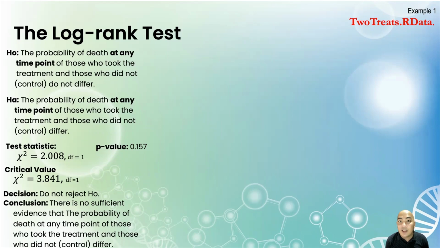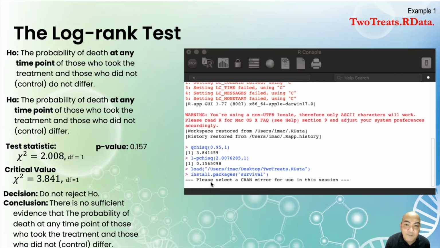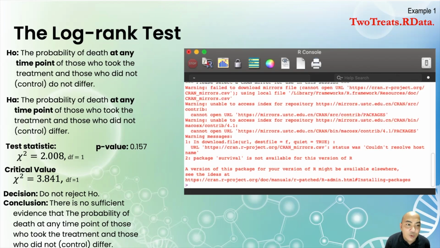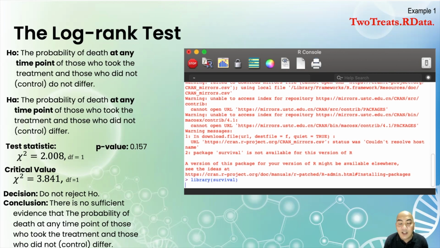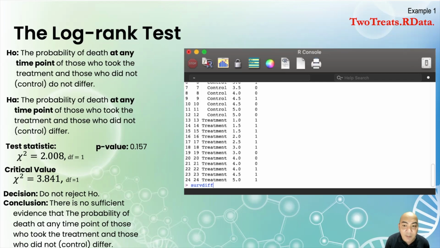Of course, we may perform that in R. So we may open the file toTreats.r data, and then before performing the log-rank test, make sure that you have already installed the package called survival. To do that, we have to type install.packages, then in parentheses and quotation marks, survival. Then after installing that, we have to type library(survival). And then to run the log-rank test, we have to type survdiff, or in other words, the survival difference. Then in parentheses, Surv, with capital S.